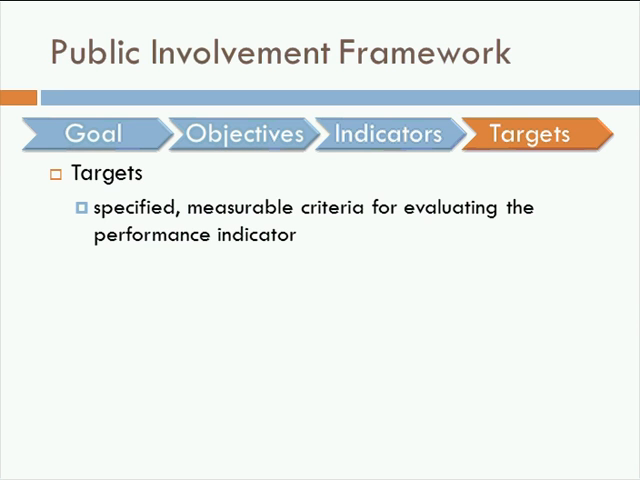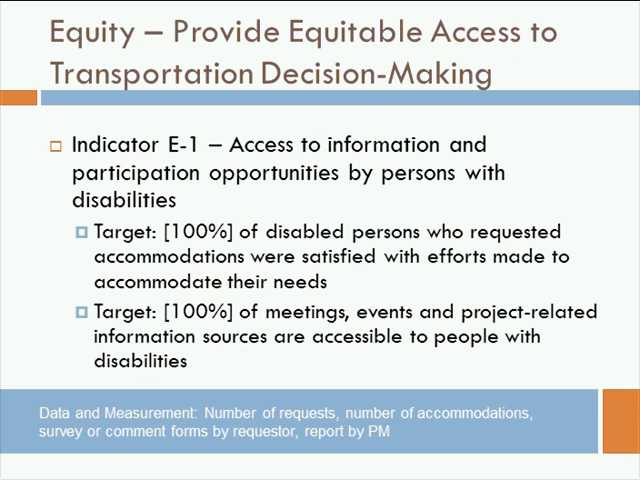And I'll give you an example here. This one was under the equity objective. It would look at access to information and participation opportunities by persons with disabilities. And then under that were two targets. The 100% are in brackets because it's a voluntary process. Every district would set their own target. So the 100% is just filler here. They can put whatever they want in their bracket.